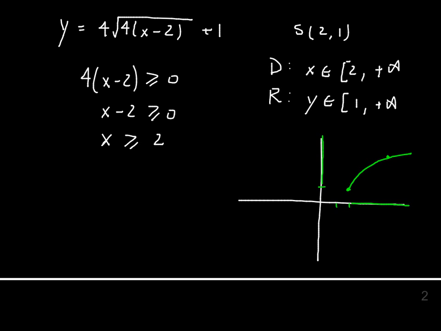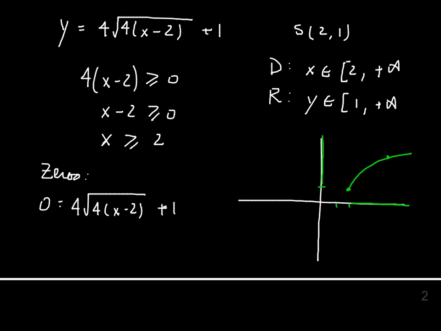This is what it looks like. If I tried to find the zeros, I would have a problem because according to my sketch, the line never crosses the x-axis, therefore I don't have any zeros. But let's see what happens if I try to solve for zeros. So zeros, what do I do? I make y equal to 0. So 0 equals 4 square root of (x minus 2) plus 1.